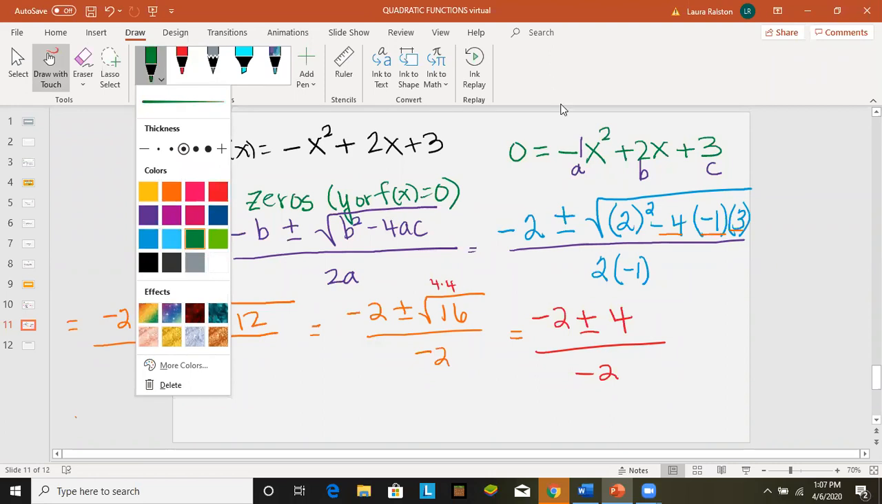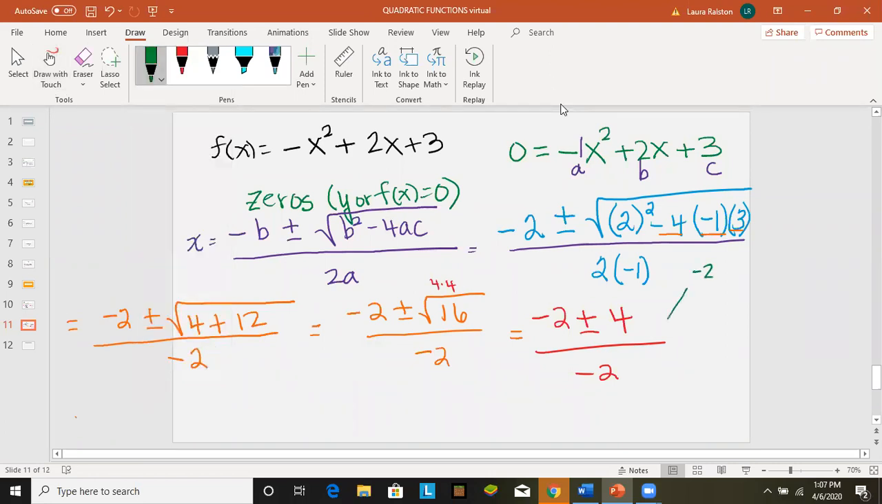Okay, so I would do -2 plus 4 all divided by -2. But I also have to do -2 minus 4 divided by -2. -2 plus 4 is positive 2, divided by -2 is -1. -2 minus 4 is -6, divided by -2. -6 divided by -2 is positive 3.